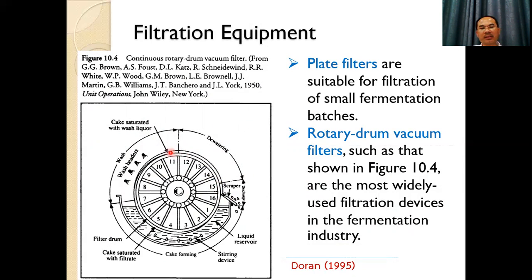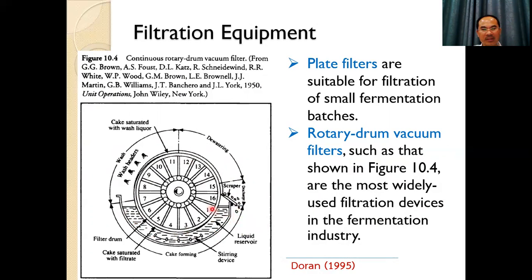Then the filter moves continually to the section where we have a knife or scraper. The filter cake is removed from the surface of the filter. Then we get a filter with no solid or filter cake on its surface. If the equipment rotates continuously until it is suspended in the liquid, filtration occurs again.